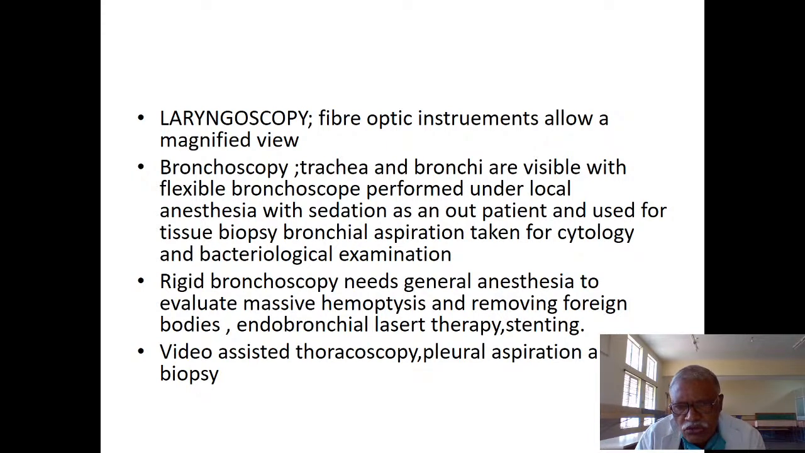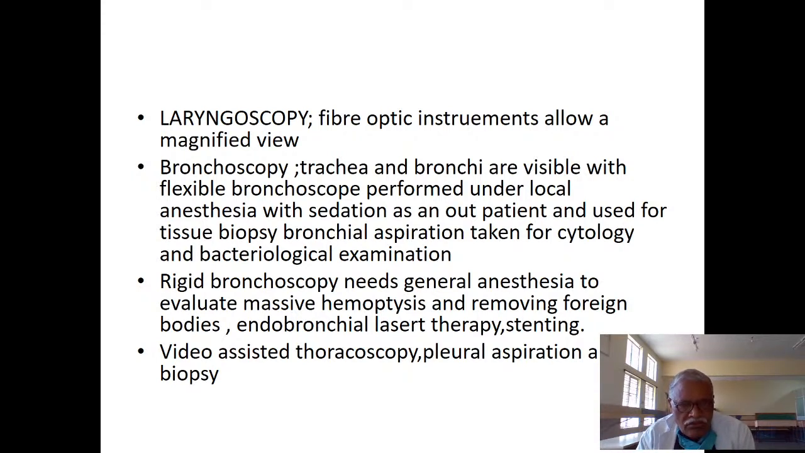To evaluate massive hemoptysis is one condition, and removing foreign bodies or endobronchial laser therapy. And rigid bronchoscopy is of great value in stenting stenotic bronchi.